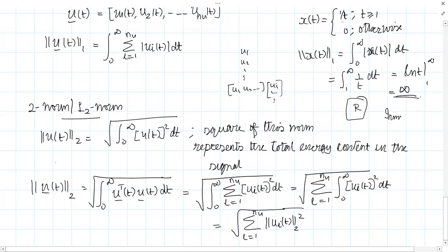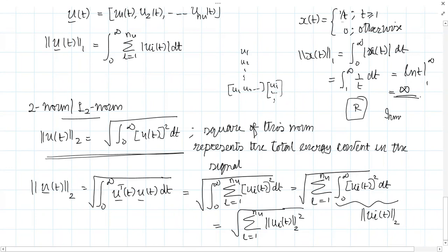See how I write this. This is the definition for a scalar signal: the 2 norm of u of t is the square root of integral 0 to infinity of u of t square. So instead of this, I am writing u i of t. I can represent it in this way.